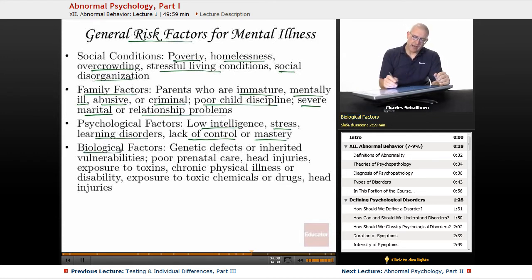Then we get the biological factors: genetic issues, defects, or inherited vulnerabilities. Perhaps there's a genetic predisposition for a particular disorder, and if we have the right environmental stressors and experiences, that will trigger the genes to start manifesting themselves in our phenotypes. And that can be a problem. Poor prenatal care has been associated with some mental disorders. Head injuries, exposure to toxins, chronic physical illness or disability, exposure to toxic chemicals or drugs.